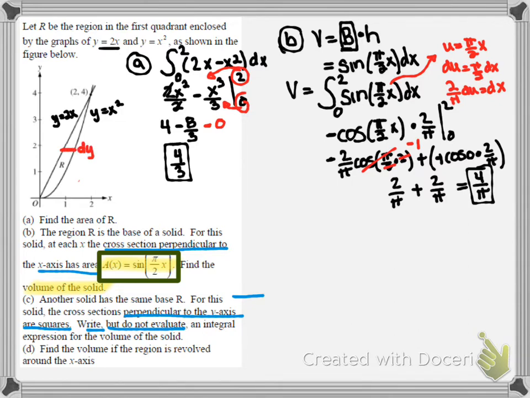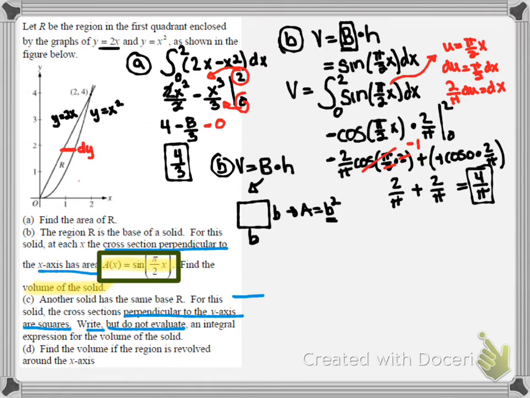And my volume is going to be the area of the base times the height. This time though, the base are squares. And I know that since it's a square, the area of the square is going to be base squared.